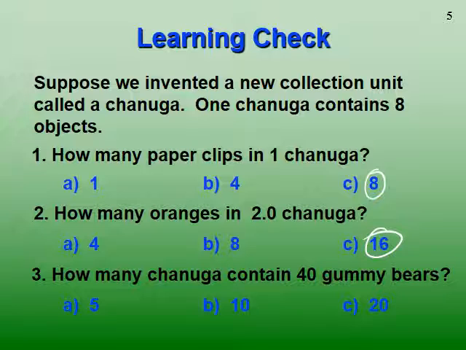And the final question says, how many Chinooga contain 40 gummy bears? Well, if one Chinooga contains 8 gummy bears, or 8 objects, then 40 gummy bears must be 5 Chinoogas, because 5 times 8 gives 40 objects, 40 gummy bears.